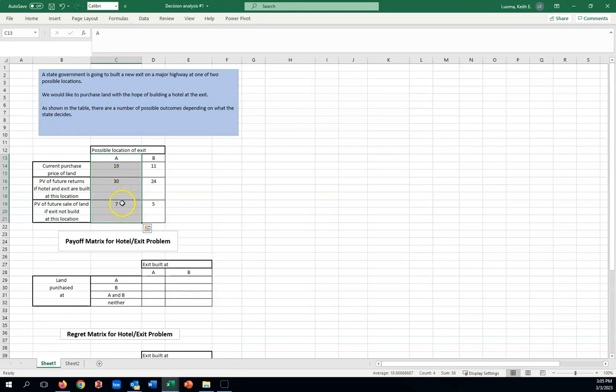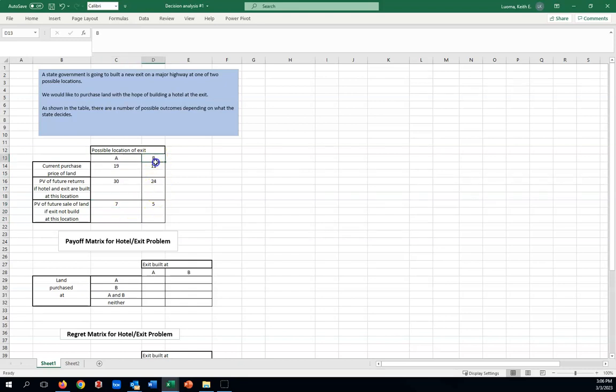And why would the 7 be so much less than the 19? Well, you can imagine in the real world, if there's been an announcement about a possible exit, that there'd be some speculation which would drive the price of the land up. On the other hand, if it turns out that the exit's not built there, then you have land that is going more for a realistic price rather than the inflated price.